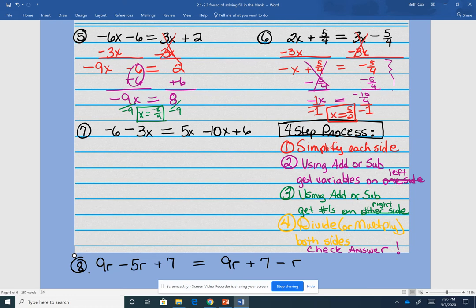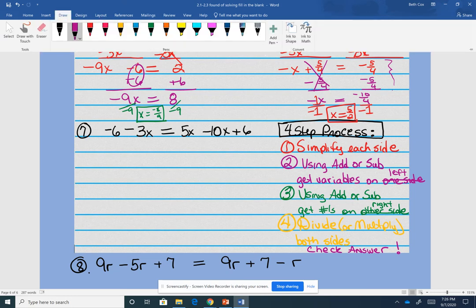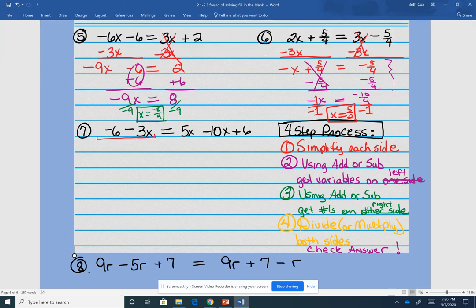Okay, so number 7. Let's do it just like it says. I'm going to try to stay color coordinated here. First thing I'm going to do is simplify each side. Now, the left side does not need simplifying, but the right side, I can simplify it. I have two like terms that I can put together. So 5x minus 10x is negative 5x plus 6.